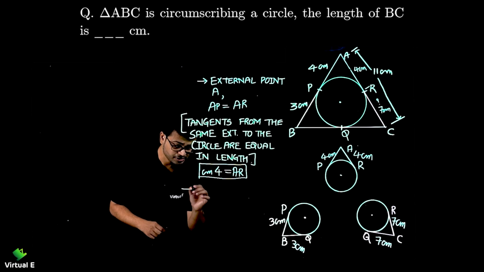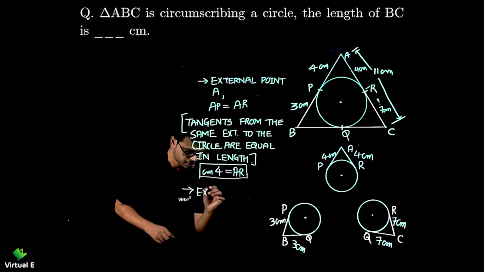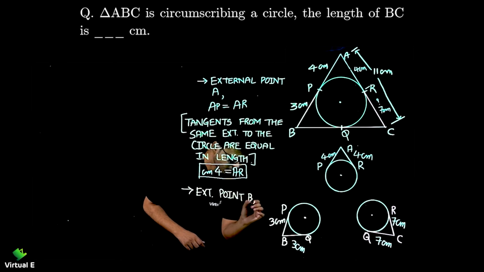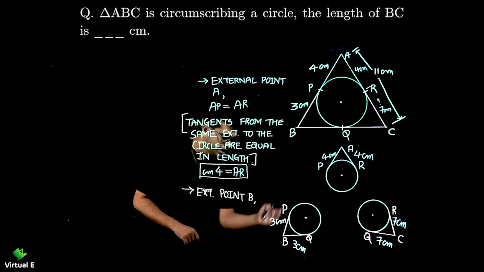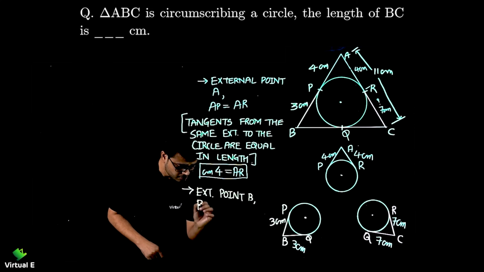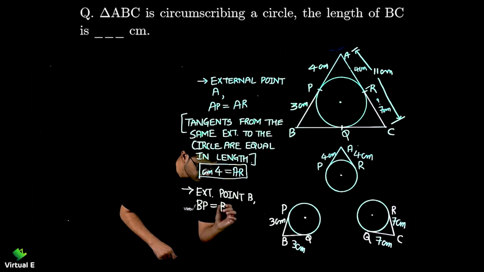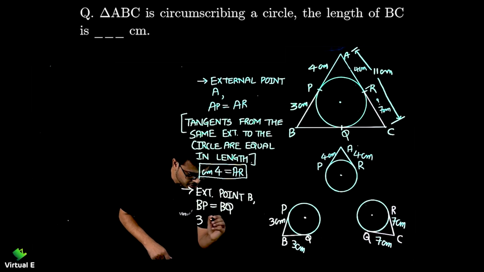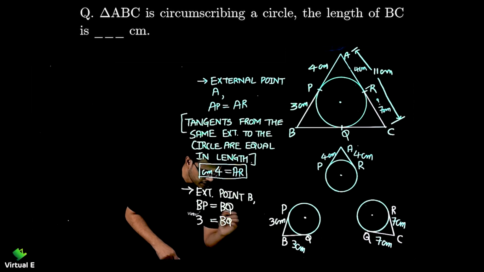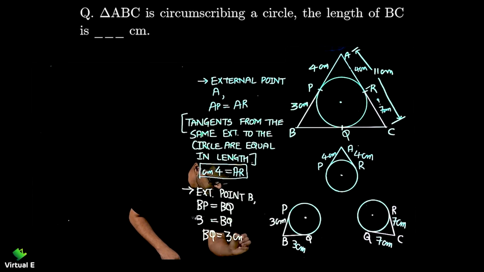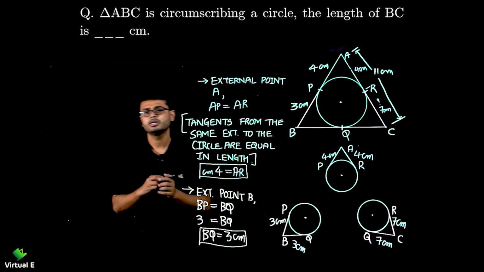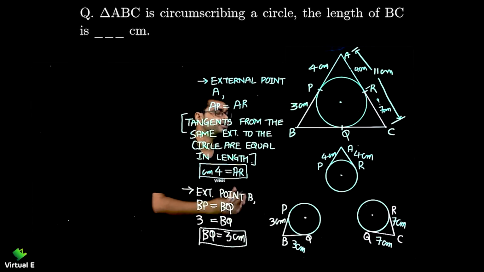Let's talk about external point B. Here, what relation can I write? BP is equal to BQ. Now what is the value of BP? Which is 3 centimeter. So BQ will also be what? 3 centimeters. So let's write BQ is equal to 3 centimeter. Done? Now these lengths we already know, easy to calculate. So I've started from those points.